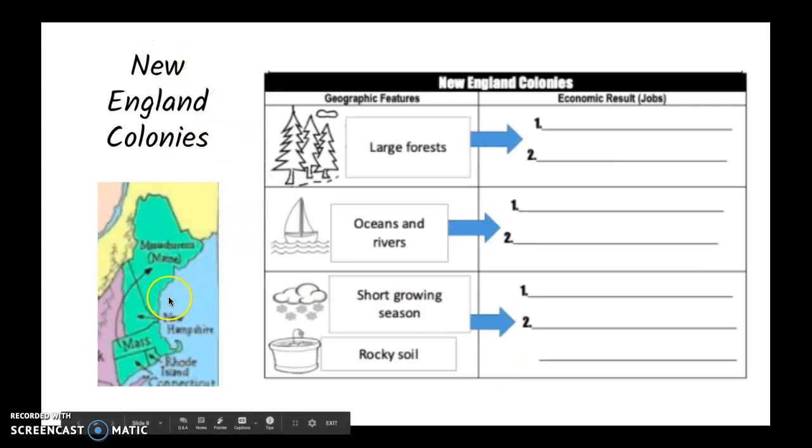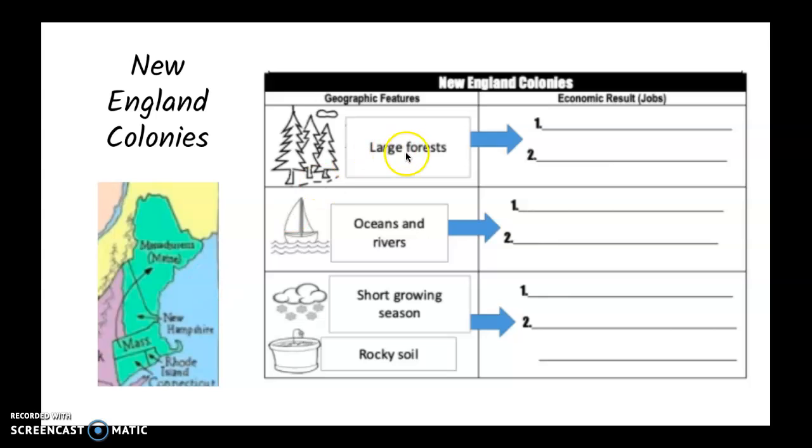New England colonies, these are the ones at the top. Massachusetts, right? New Hampshire, Rhode Island, Connecticut. So they had large forests. What does this mean for them? Economically, at least, it means they had raw materials. So they could cut down trees, send it back to Great Britain, right? When they cut down the tree, it's called lumber. They also use that lumber for building ships.